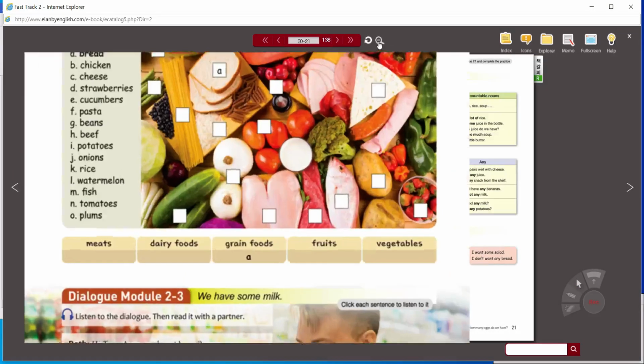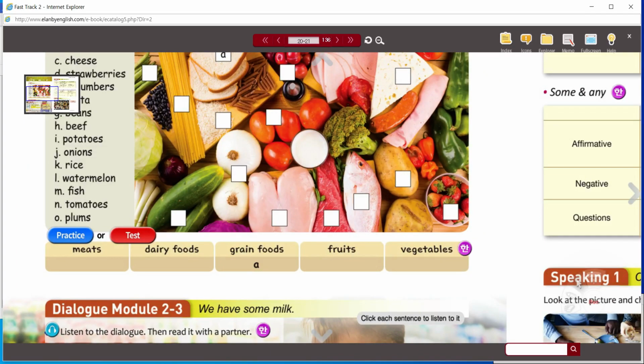Okay, let's listen again. I'll just put the track on again, and you can check your answers. Here's your third and final listening.